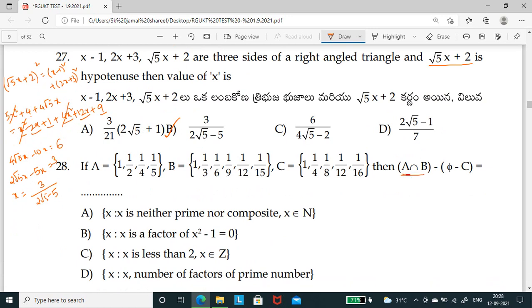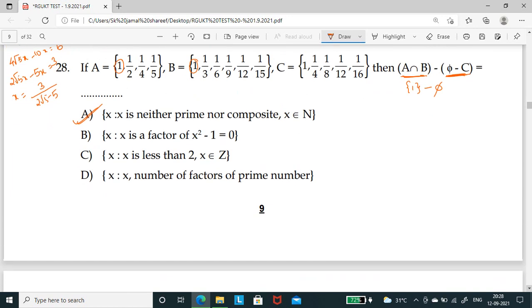So first of all, what is the value of A intersection B? What are the things that are common in A and B? So only 1, right? So only 1 is common in A intersection B. So it is nothing but set of 1 minus 5 minus C. So 5 is empty set, so from empty set if I subtract C, then you will have 5 only. So set of 1 minus 5 is set of 1 again. So what is set of 1? Set of 1 is nothing but x, as that x is neither prime nor composite number. Hence option A is my answer here.